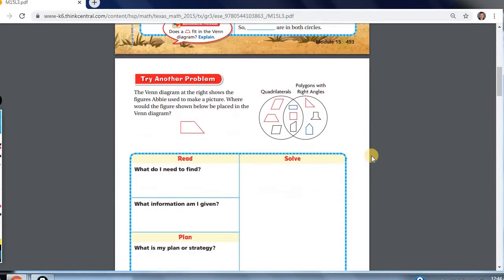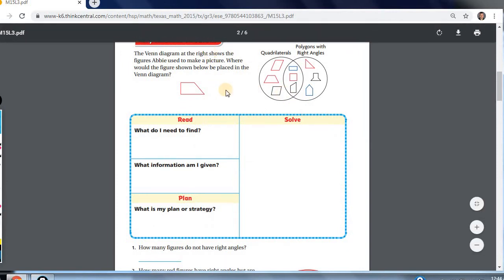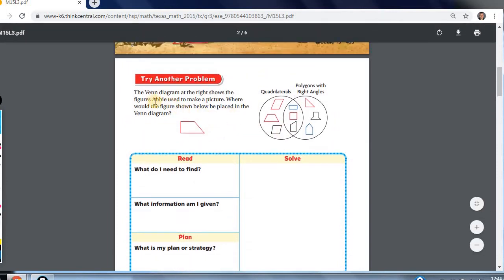Okay, now we're looking at the next one here. We're looking at the Venn diagram at the right here. It shows the figures Abby used to make a picture. Where would the figure shown below be placed in the Venn diagram? This one, where would they place this one? Will it be in the quadrilaterals that have 4 sides, or polygons with right angles?